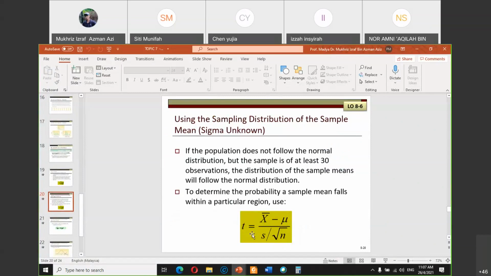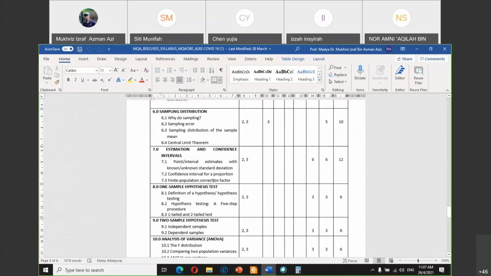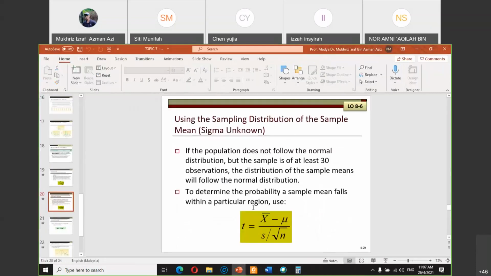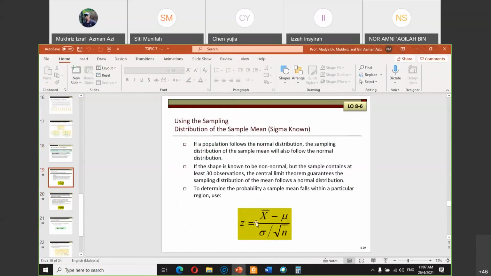Okay, so in this chapter, we are not going to focus on the T yet. The T distribution you will cover from chapter number 7 onwards. But in chapter number 6, our focus is only on the Z distribution. So we're not going to cover the student T yet. That will be covered in the next topic.